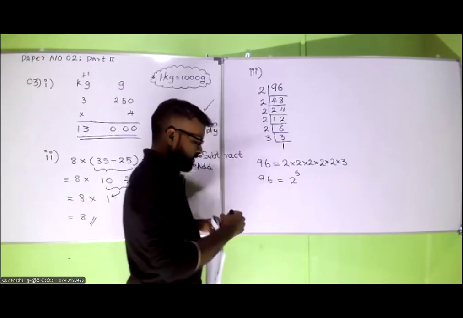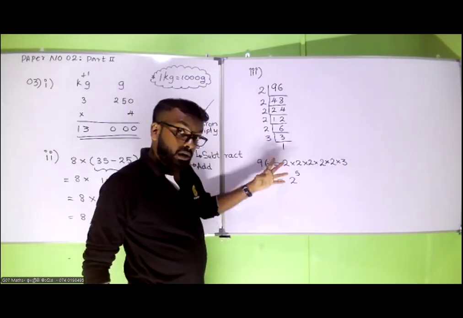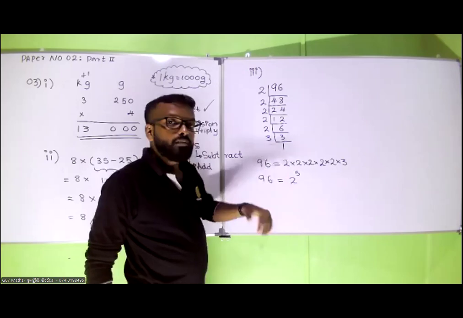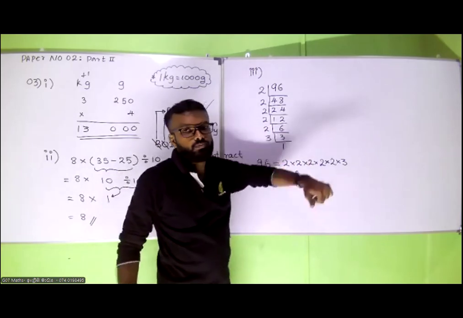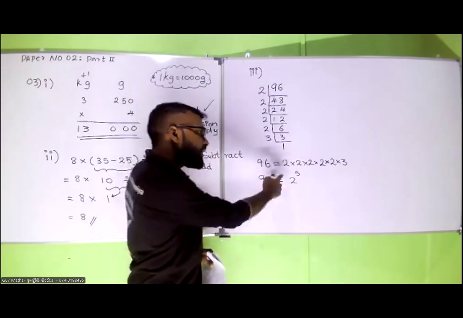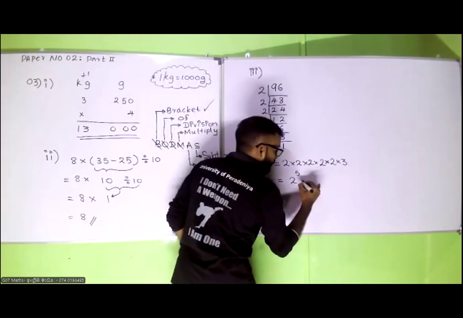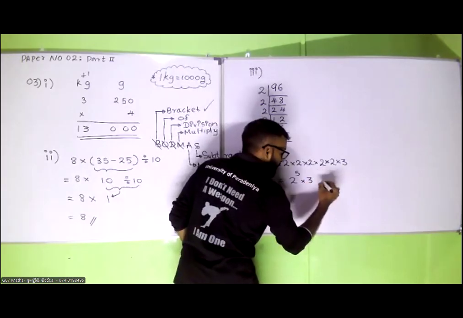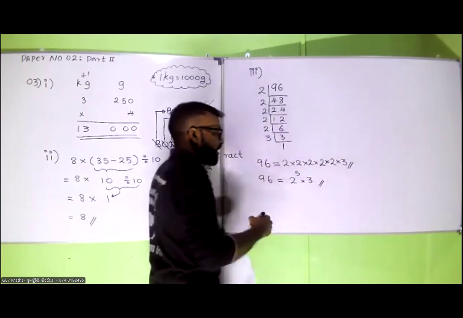2 to the power 5. The meaning of this is 2 has been multiplied 5 times repeatedly. 2 times 2 times 2 times 2 times 2. Right? So, this is index form. And 3, only 1. Only one 3 is there. So, you have to keep it like this. So, these are the 2 answers that you have to write.